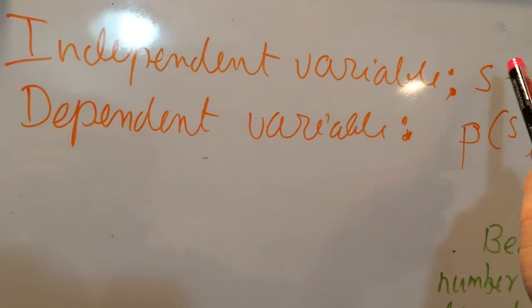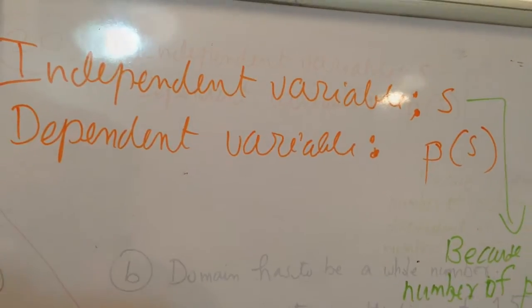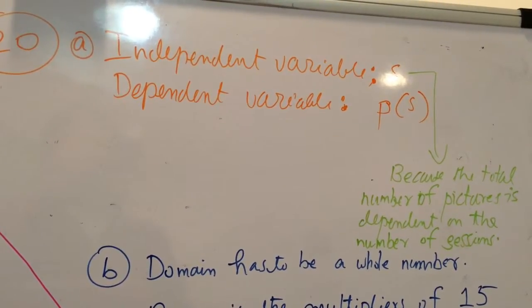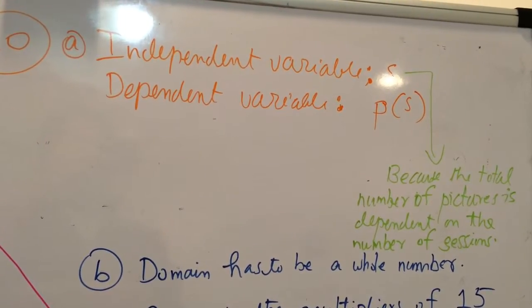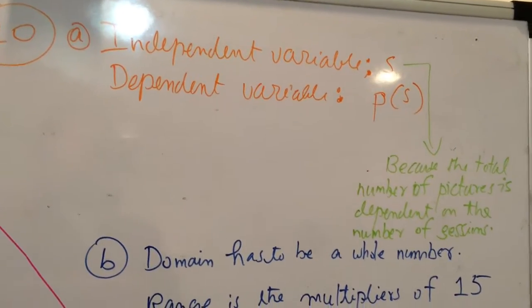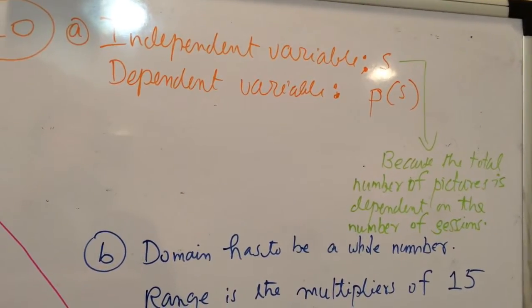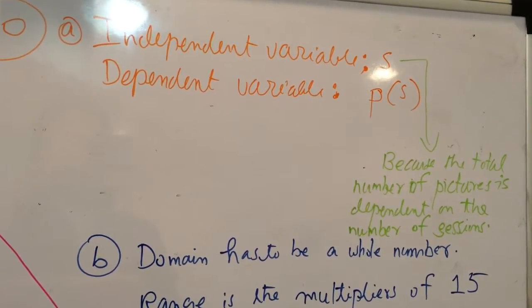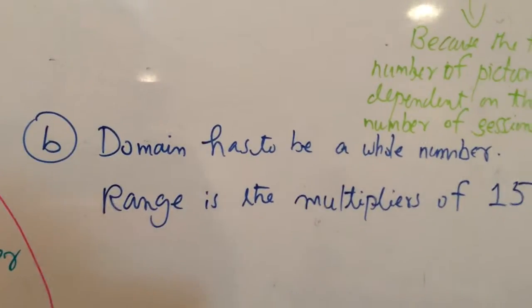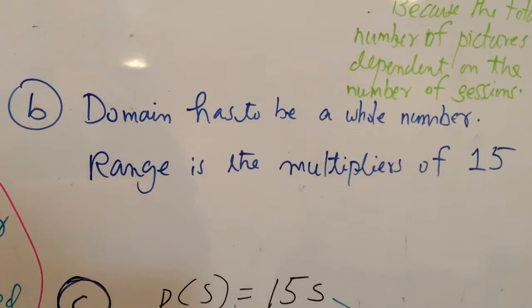Sorry, the number of sessions S. Okay, so you got that point. The total number of pictures taken is dependent on the number of sessions S, and therefore S is the independent variable and P of S is the dependent variable. Again, what values of domain and range make sense?